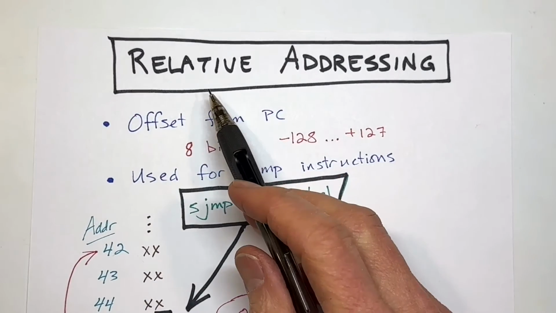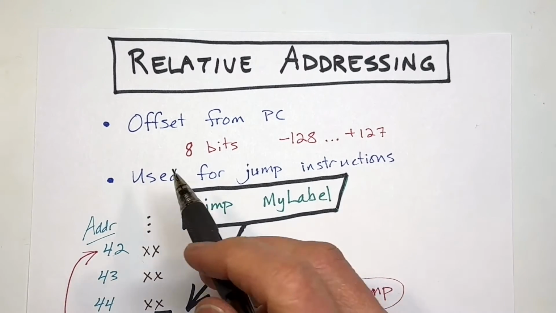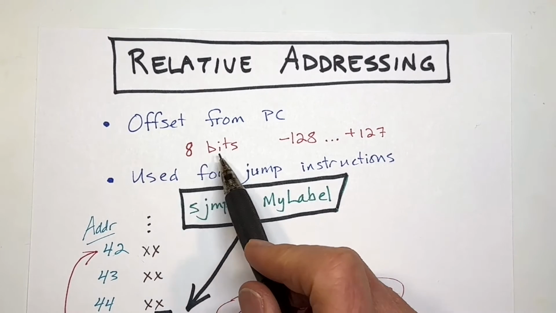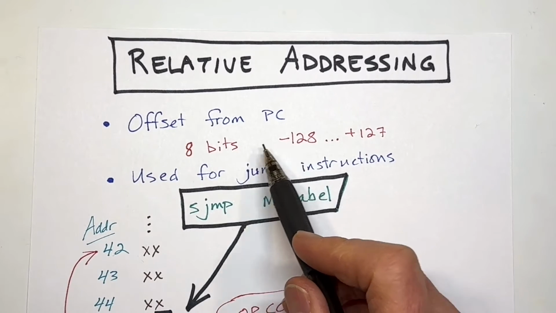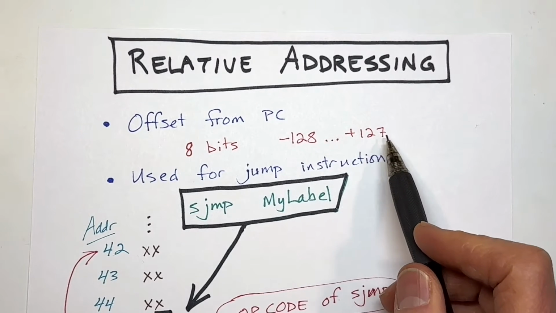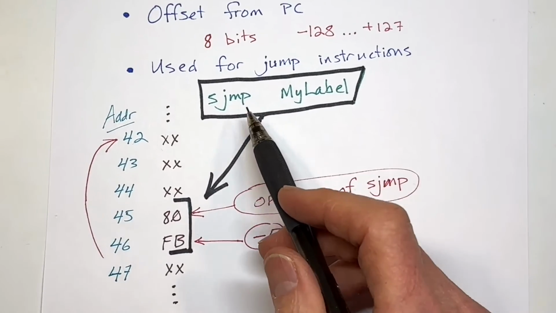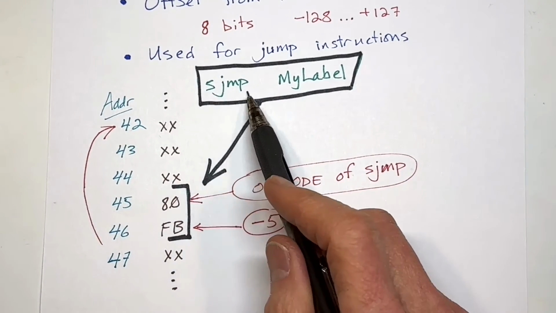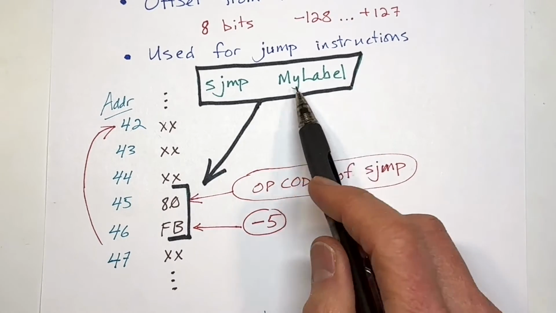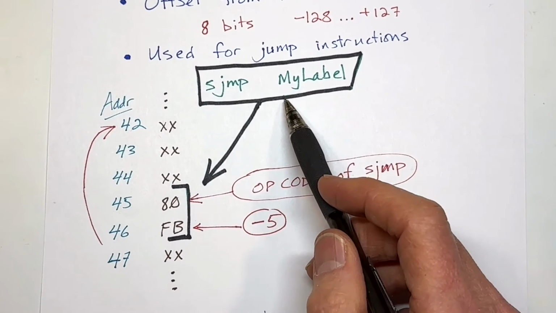Another addressing mode is relative addressing, or sometimes we say PC relative addressing. It's an offset from the current program counter. And so the actual offset will be 8 bits, and that will be treated as a signed number, so it'll have a value between minus 128 and plus 127. And it's used for instructions that do jumping. So let's look at the example of the sjump, or short jump instruction. In assembly code, you'd probably use a symbolic label to say where you want to jump to. But what does that get assembled into?